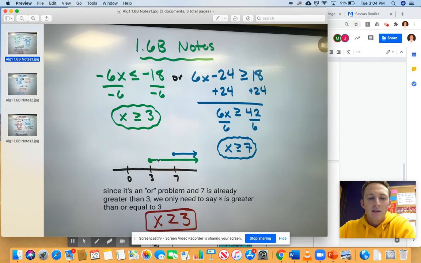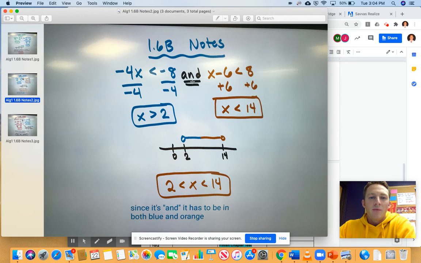So let's be lazy. Let's just write x is greater than or equal to 3, because anything on this green line or anything on the blue line, if our answer is on the blue line, it's also on the green line because they line up, and any number greater than 7 is also greater than 3. That's kind of what it says down here. So we would say x is greater than or equal to 3. We'd only need one answer here because they're pointing the same direction.